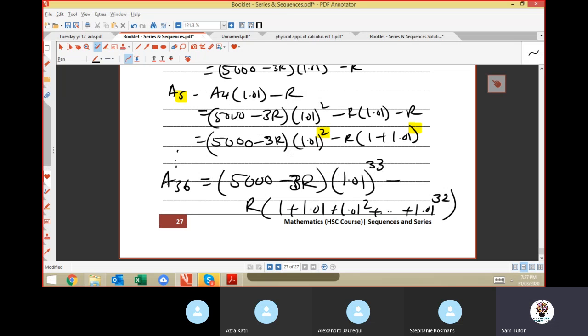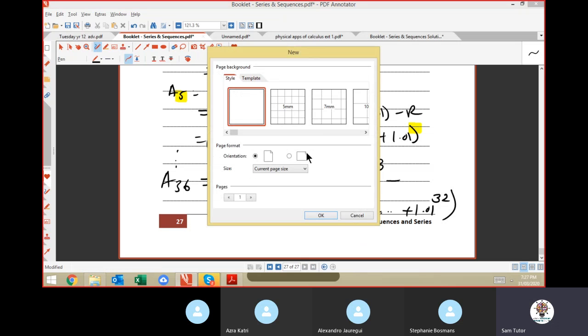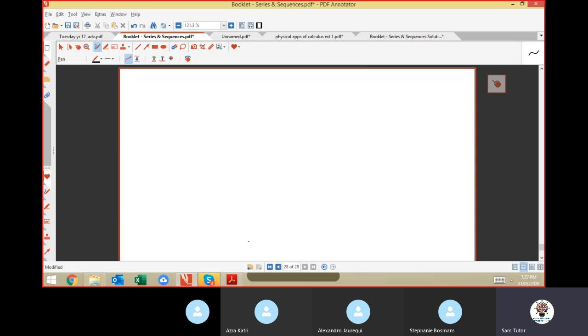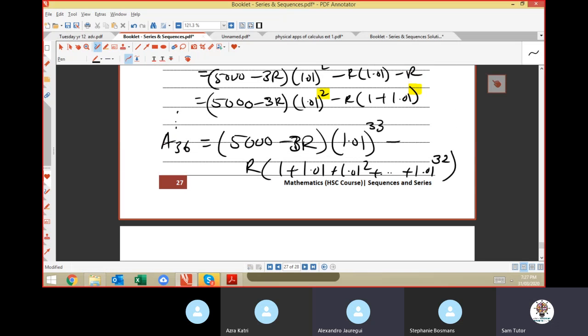To do that, don't forget A36 is 0. I'm just going to rewrite that. Actually, we can just create a next page. There we go. Don't forget, make that equal to 0. And this time you probably need to expand, because you can only have one R when you're solving, right? So you're going to make R the subject. You'll probably have to change this bit to your series, and then we'll wrap it up.